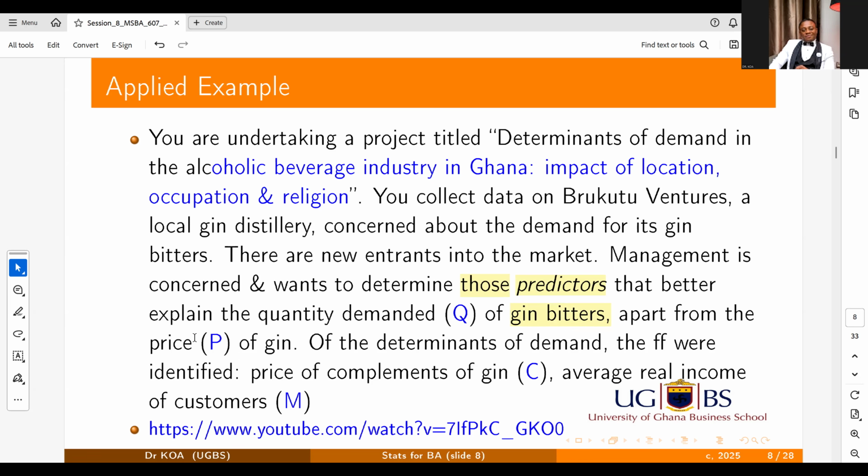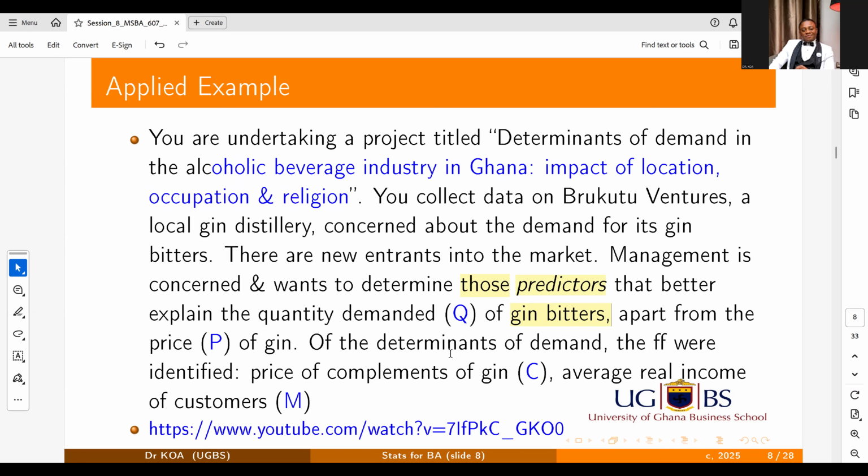They want to know, aside from the price, so apart from the price, there are other factors they believe affect quantity demanded. One of the factors is the price of a complement of gin. Who can give me an example of a complement of gin bitters? Who has an example in mind?